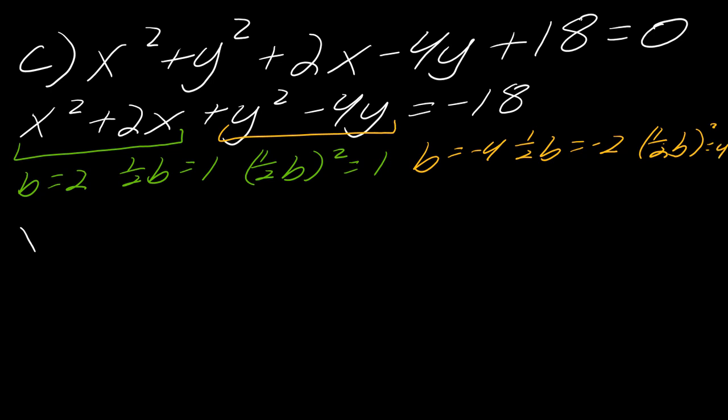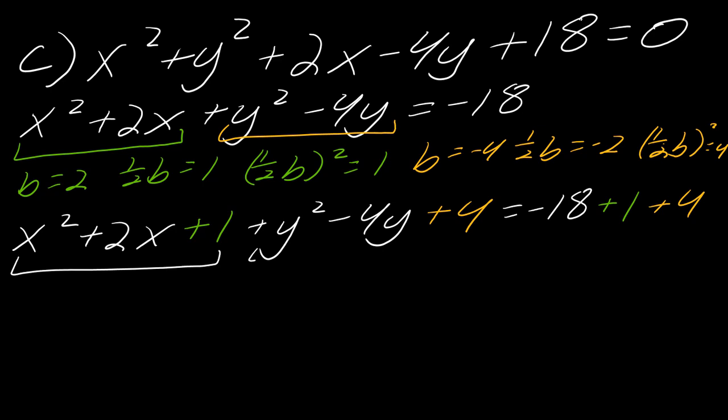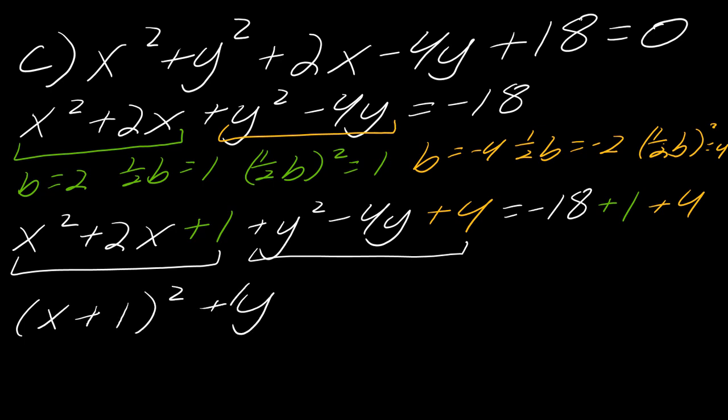Okay, so now I can start adding things. So I've got x squared plus 2x plus 1, and then y squared minus 4y plus 4 equals -18. And then we just want to keep balance to the equation, so plus 1 plus 4. And so then I can factor each one of these. So this factors as, oops, I cannot write today. Sometimes the coffee just doesn't kick in.